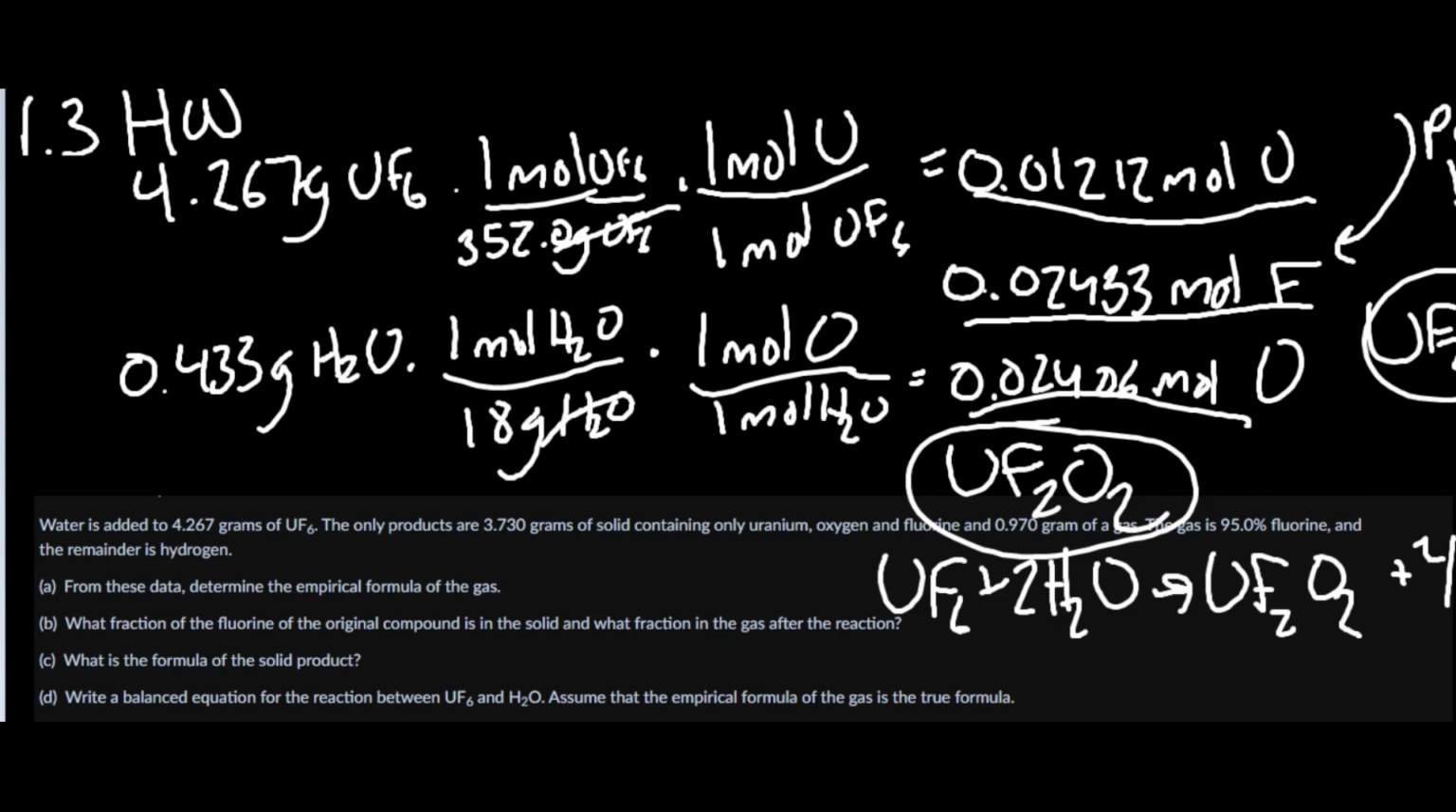And then for part D, the final part, write the balanced equation between UF6 and H2O, assuming blah blah blah. You already know everything, like you already know all the formulas, so all you need to do is just balance. Oh, and this is 4HF, sorry. 4HF, that cut out. So you'll get 1 mole of uranium fluoride, 2 moles of water, 1 mole of UF2O2, and you'll get 4 moles of hydrogen fluoride.